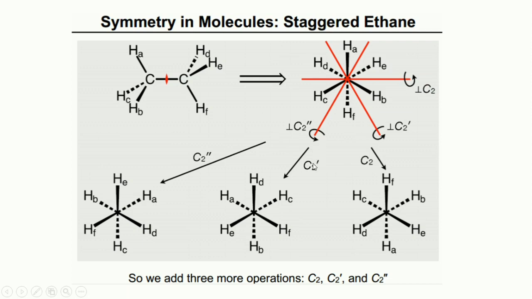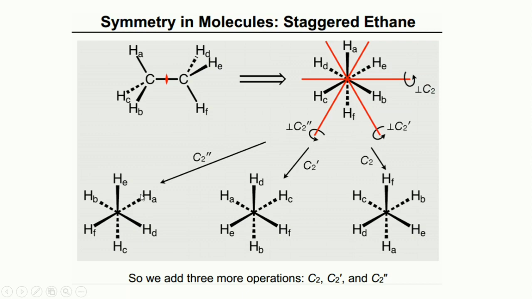So this is the C2 rotation. You can see what kind of changes have been done while applying the C2 axis of rotation on the staggered ethane molecule. That would be quite easy to understand. And what about the C2 double dash? This is actually the C2 double dash. This will also happen to the staggered ethane in the same manner as done by the C2 dash.